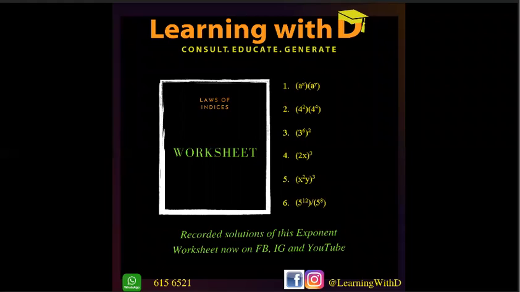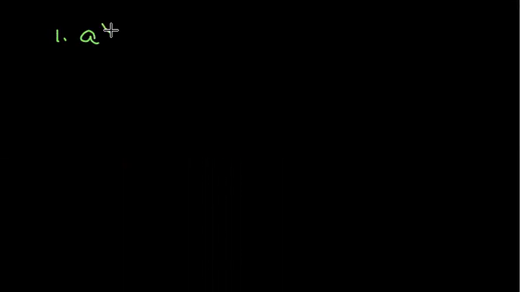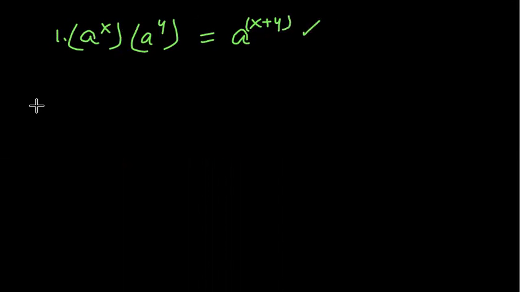So the first problem says we have a to the x power multiplied by a to the y power. Our rule says that if the bases are the same, what are the bases? The a. And all we do is add the exponents. So this is going to be a to the x plus y, and that's it. That's our answer for that one. Okay, so now let's look at number two.